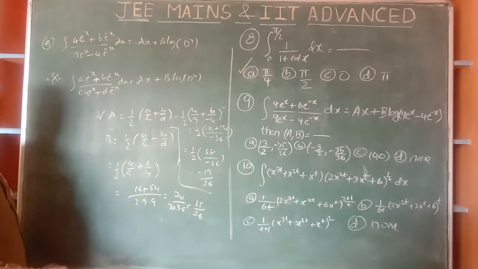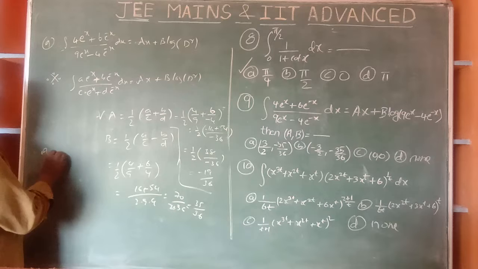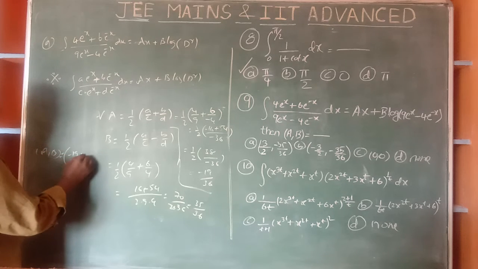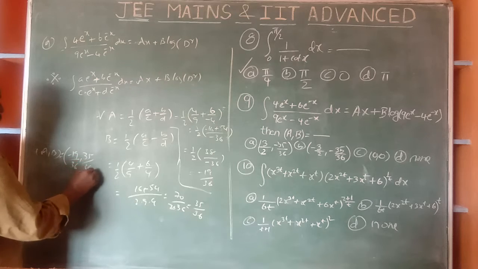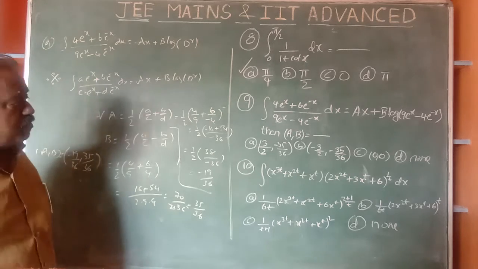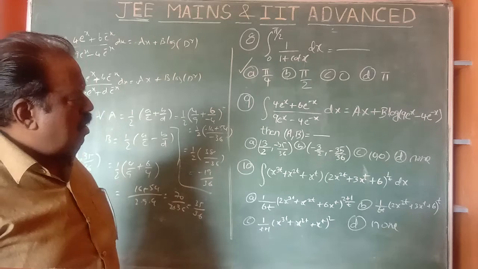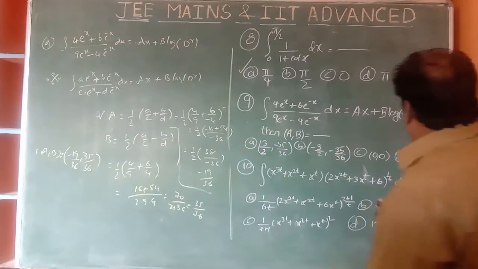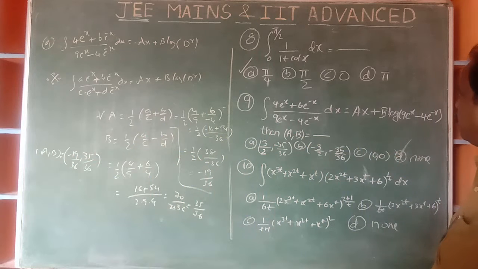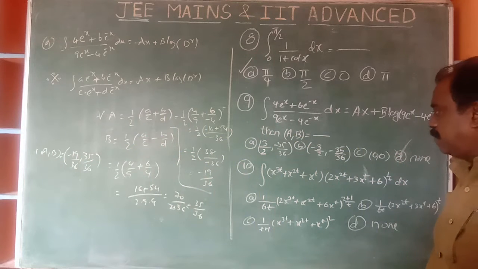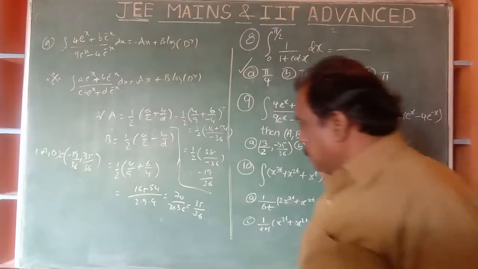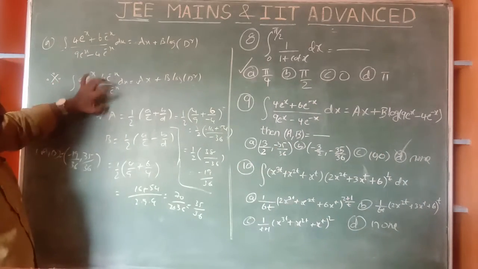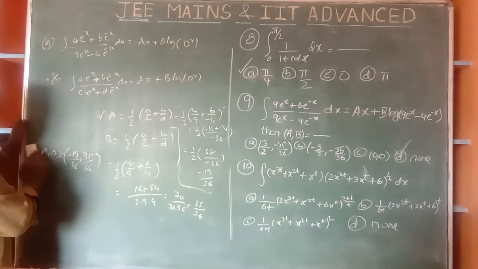B is equal to 35 by 36. A comma B we are asked: A is minus 19 by 36 and B is 35 by 36. You verify. It is not given in ABC, so we may put this one. Okay, now the B option. In this problem, this formula is important. You follow it.